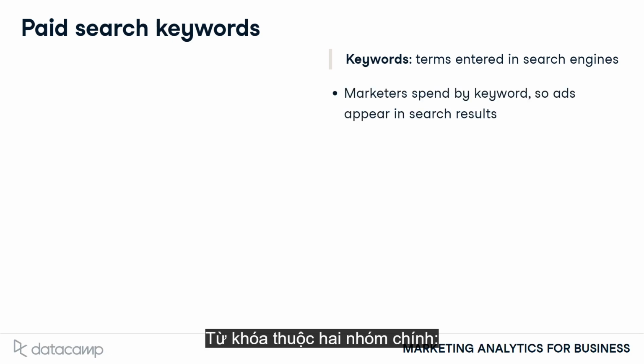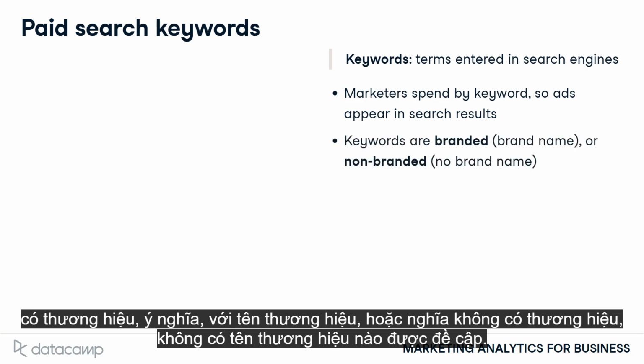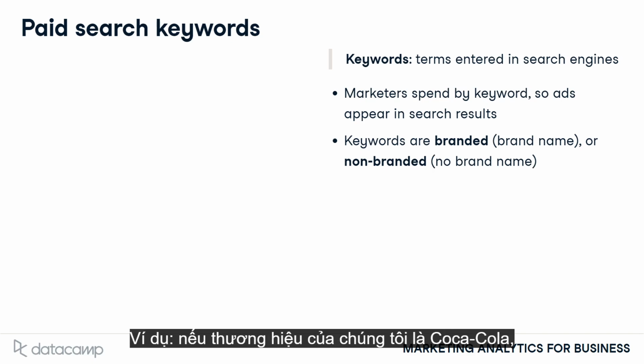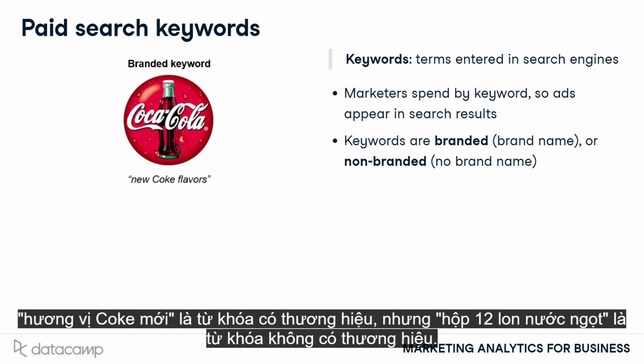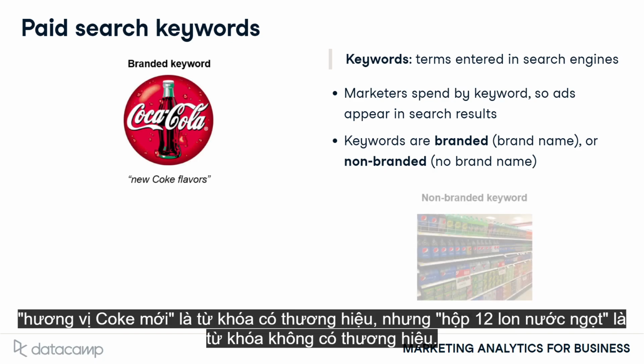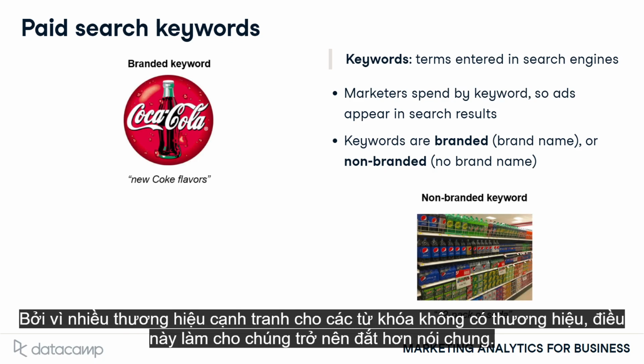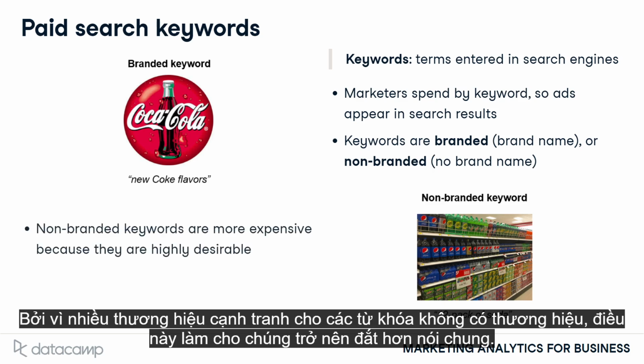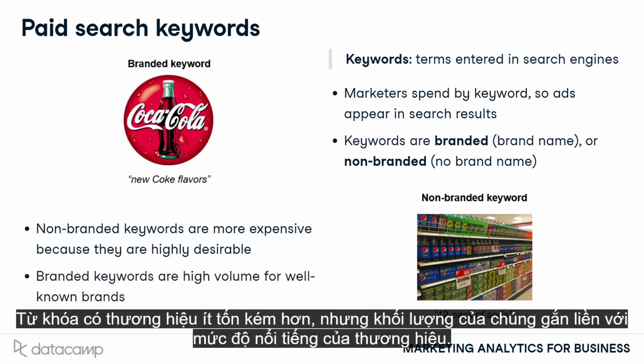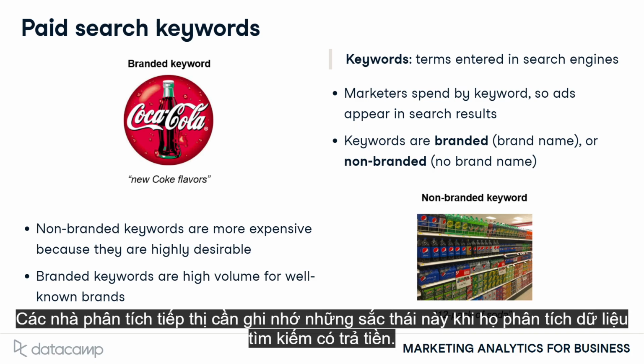Keywords fall into two main buckets: branded, meaning with a brand name, or non-branded, meaning no brand name is mentioned. For example, if our brand was Coca-Cola, new Coke flavors is a branded keyword, but 12-pack of soda is a non-branded keyword. Because many brands compete for non-branded keywords, this makes them more expensive generally. Branded keywords are less expensive, but their volume is tied to how well known the brand is. Marketing analysts need to keep these nuances in mind as they analyze paid search data.